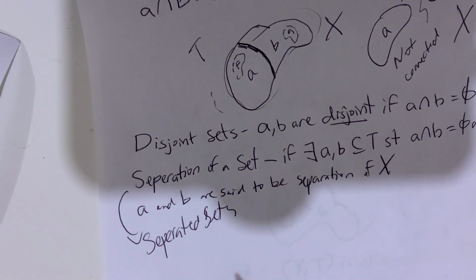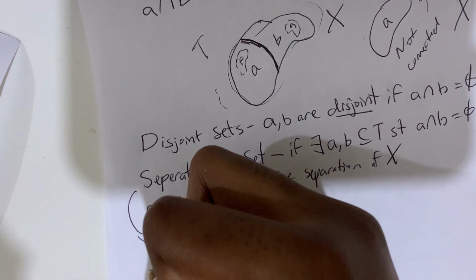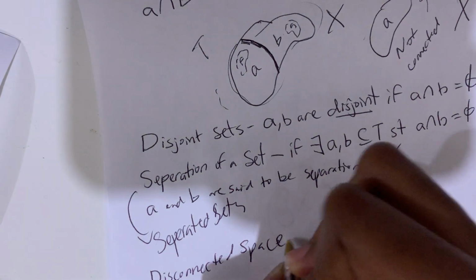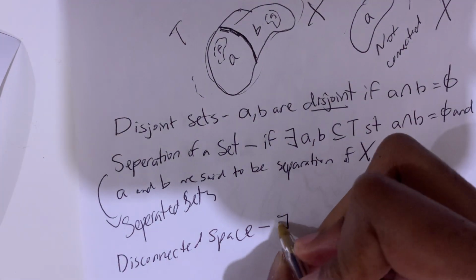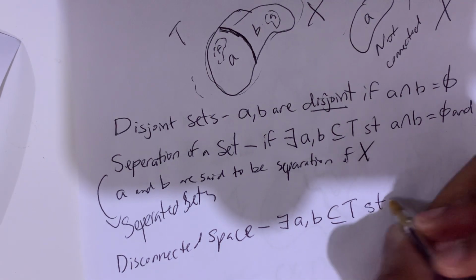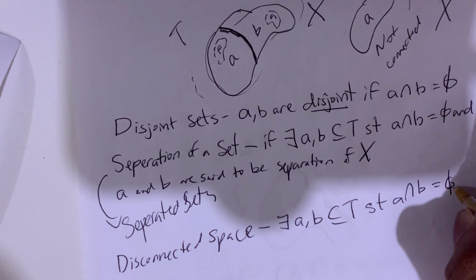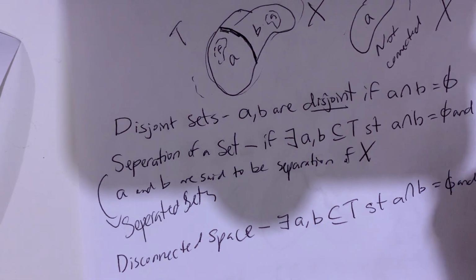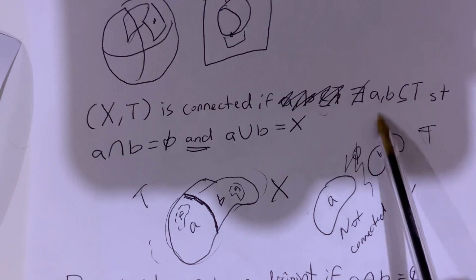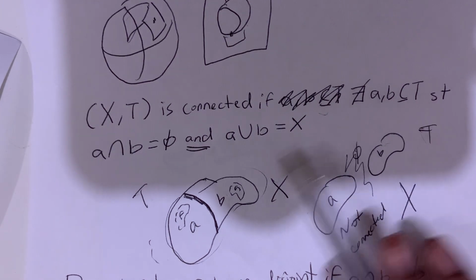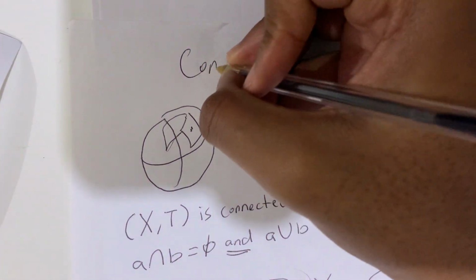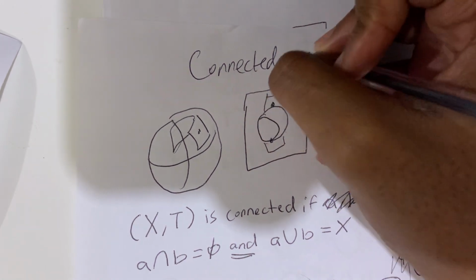Now, intuitively, a disconnected space is just the opposite of a connected space, which means that there does exist open sets A and B such that the intersection is the null set and the union is X. That's a disconnected space. To be a connected space, there must not be elements that satisfy those two properties. That's the concept of connectedness in topology.